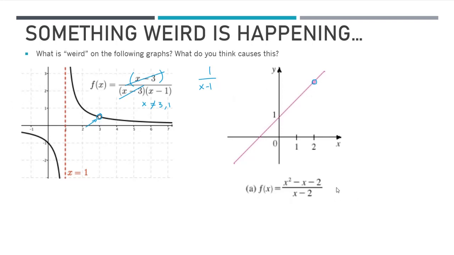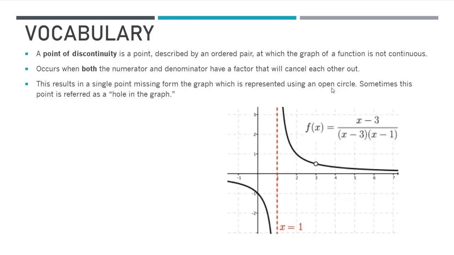And how do we see where that occurs? Well, we need to factor this. This becomes x minus 2 and x plus 1, all over x minus 2. Oh, well, if we cancel these out, all you're left with is x plus 1. And yeah, that makes total sense then. And this really is just showing our NPV. And we call that a point of discontinuity.